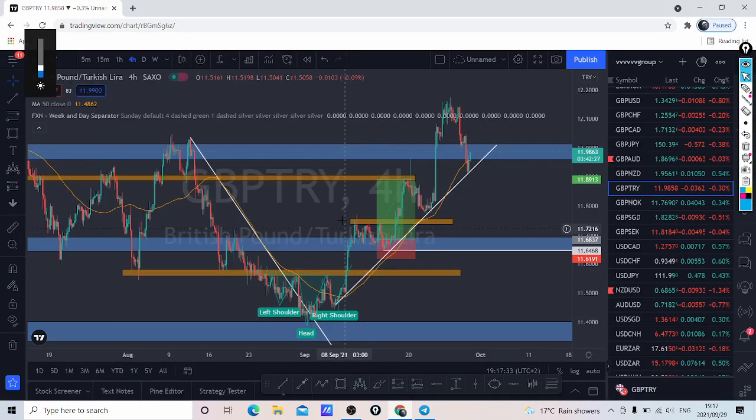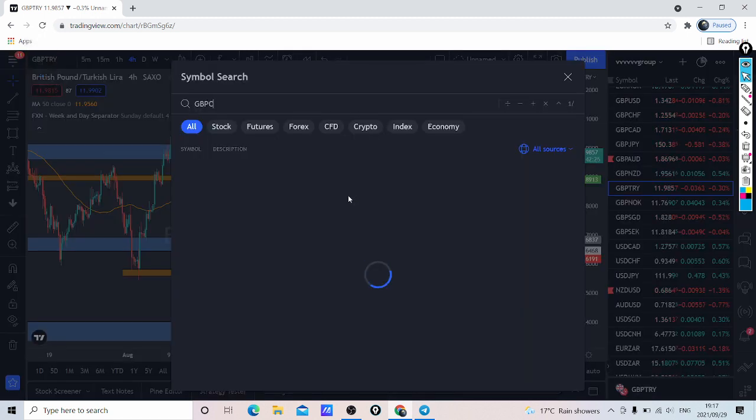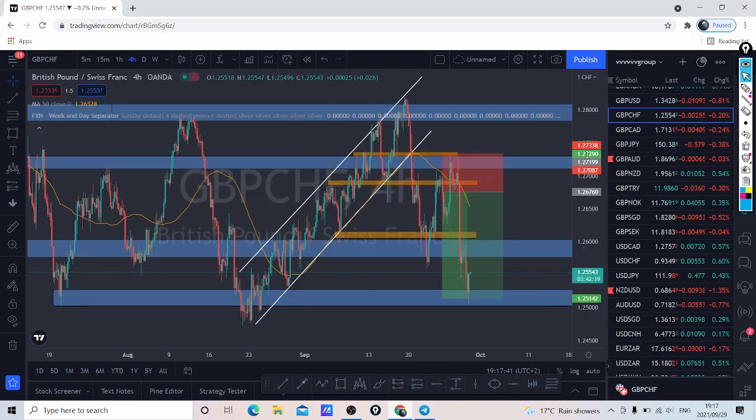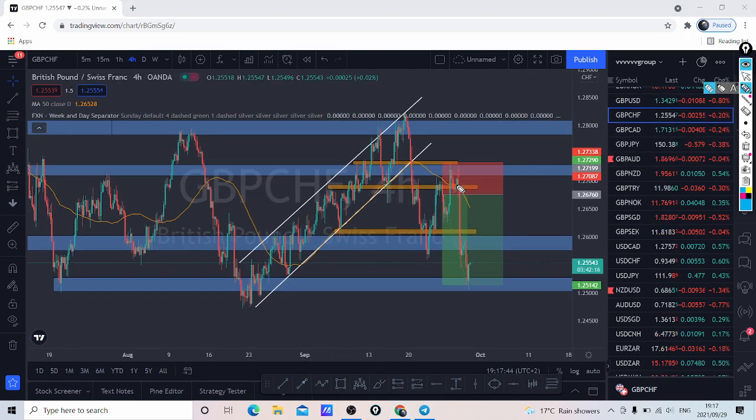It's GBP CHF. Let's see what's happening now. As you can see, guys, GBP went down massively this week. Why? Because the whole GBP index is bearish. But before it was not bearish. On the exact day when I took the trade, I think GBP was neutral. I took the trade on the 24th of September.